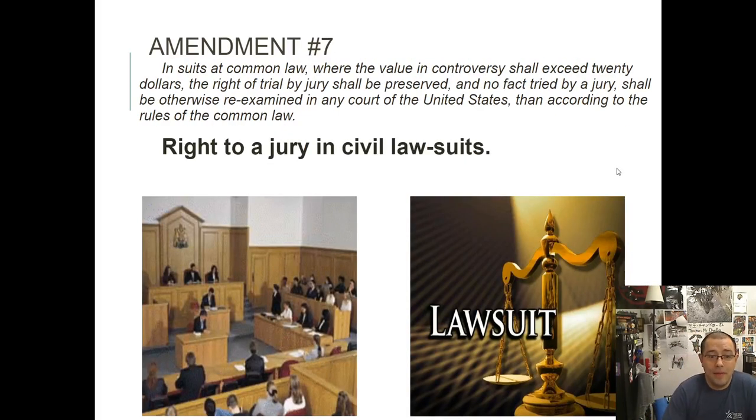All right. Amendment number 7, right to a jury in civil lawsuits. So, in civil cases where the value is more than $20, the default is that you do not have a jury, you just have a judge. But you may request a jury. And I think either the person suing or the person being sued may ask for the trial by jury. The plaintiff is the one suing. I'm sorry, I'm not certain about that.